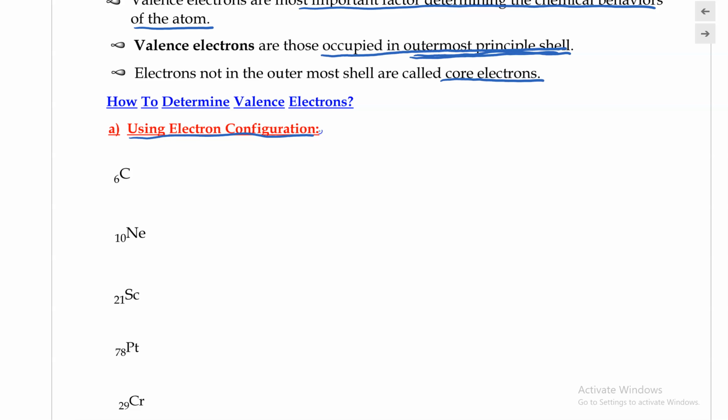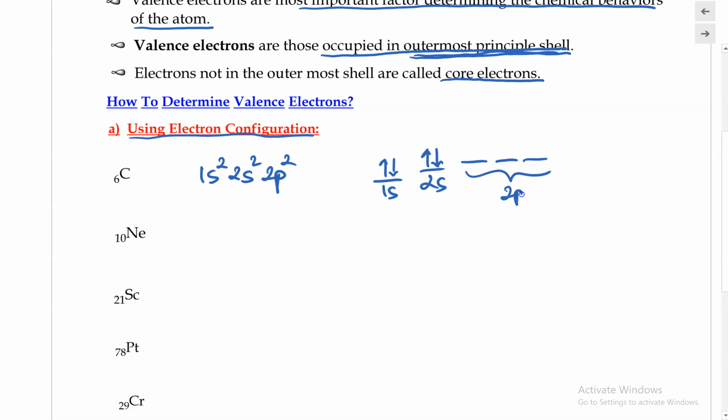For example, let's say carbon. The electron configuration of carbon is 1s2, 2s2, 2p2. In this case, we can also draw the orbital diagram. We have 1s with 2 electrons in opposite spin, and 2s with 2 electrons in opposite spin. And here are the 3 degenerate p orbitals, and there are 2 electrons in them.